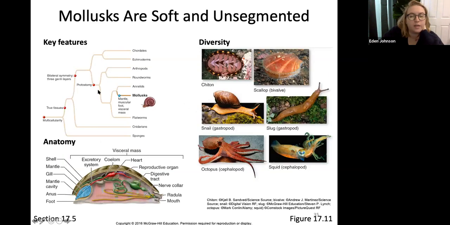All right, guys, so key features, you've got a mantle, a muscular foot, and a visceral mass. So that mantle is more or less going to be the head area. Huge diversity in your mollusks, but they're soft and unsegmented. Now, a lot of times, some of this soft body is going to be protected by a shell, but as you can see, it's not always the case.